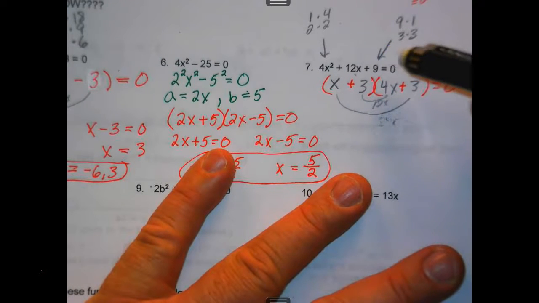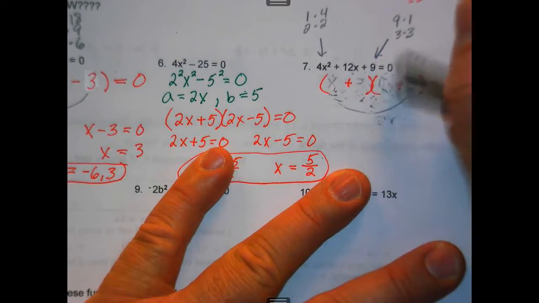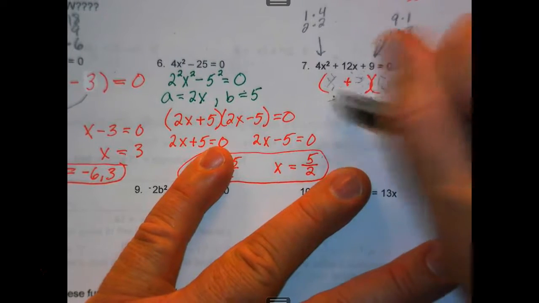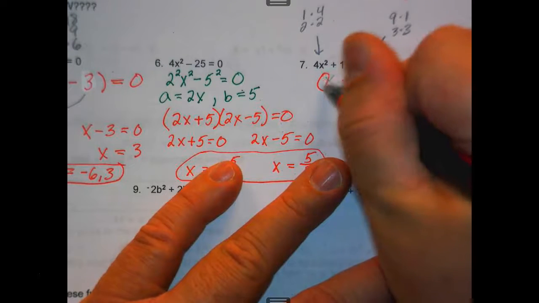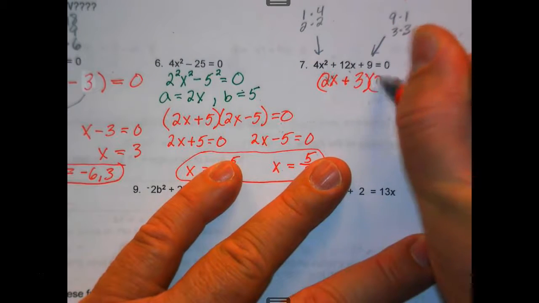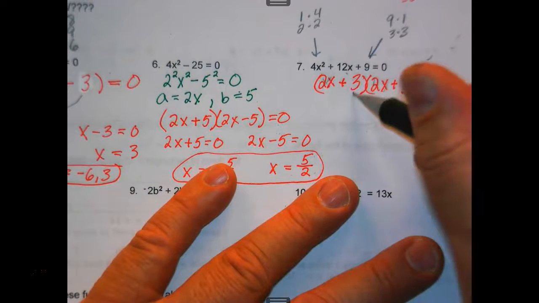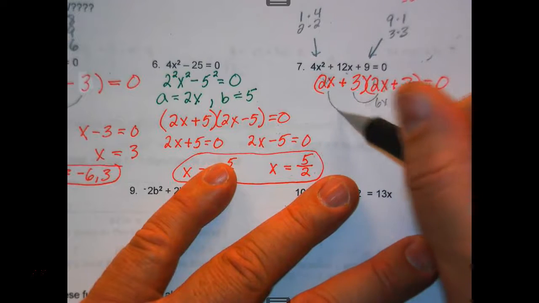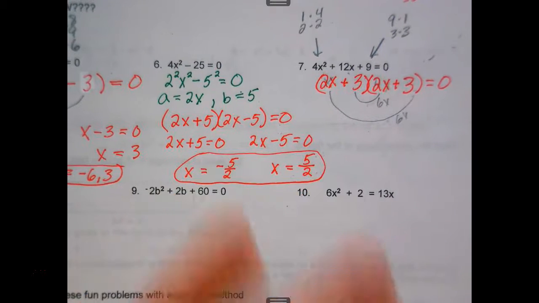Want to use 9 and 2x and 2x? And 3 and 3? 2x and 3, 2x and 3. Okay, 6x, 6x. They equal 12x. We are good to go.